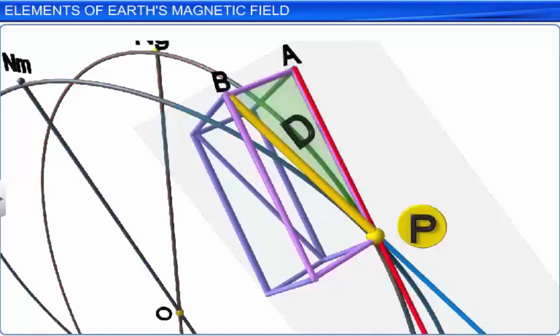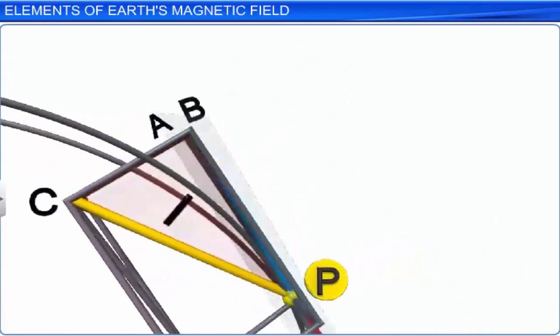The length of the line PB, to some scale, represents the magnitude of the horizontal component, HE, of the Earth's magnetic field at the point P. Rotate the line PB in the vertical plane such that it touches the parallelepiped at C. This angle of rotation is the angle of dip, I, at the point P. The line PC represents the magnitude and direction of the total magnetic field, BE, at the point P.